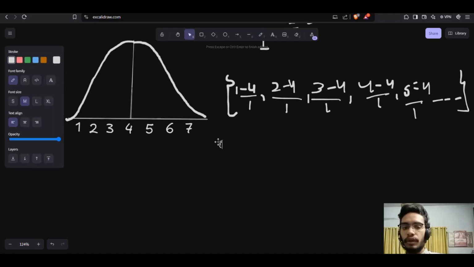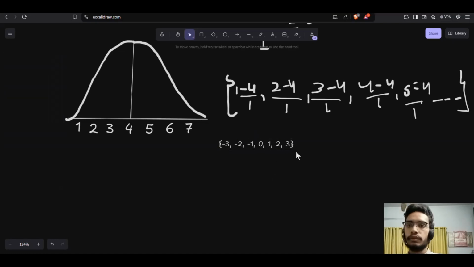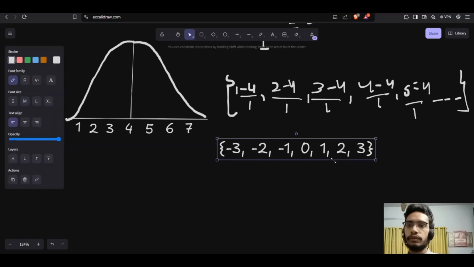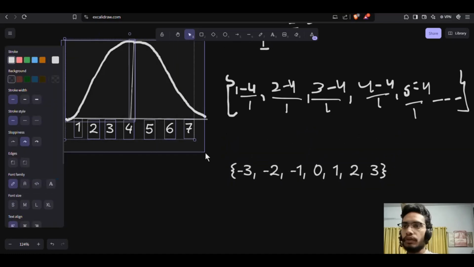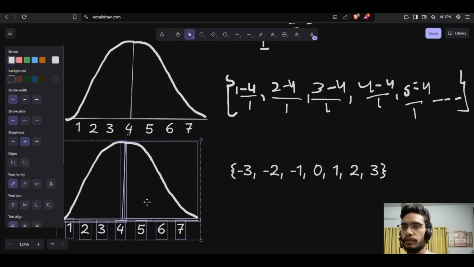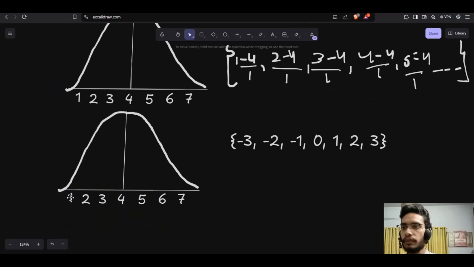So our final values would be minus 3, minus 2, minus 1, 0, 1, 2, 3, right? So this would be your final answer after applying the z-score method, right? So your normal distribution, this Gaussian distribution, would be around this minus 3.